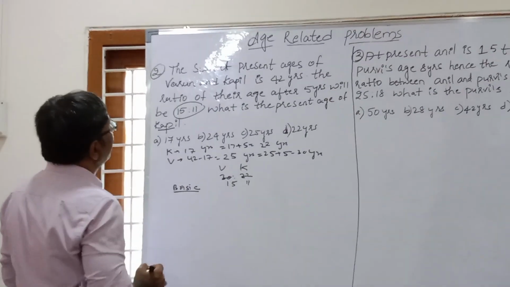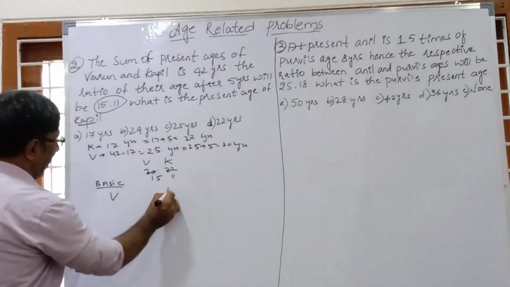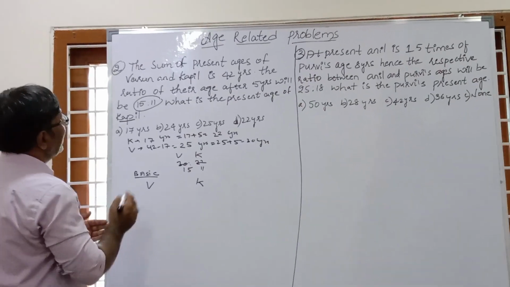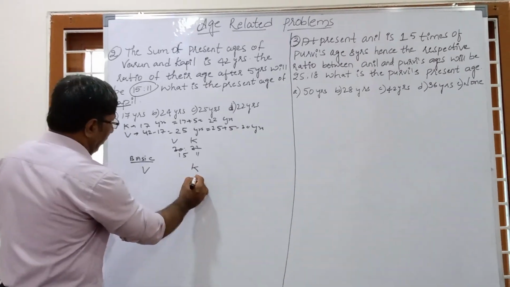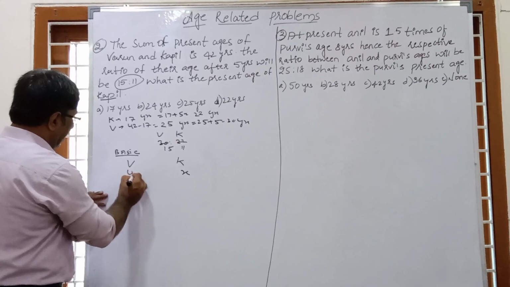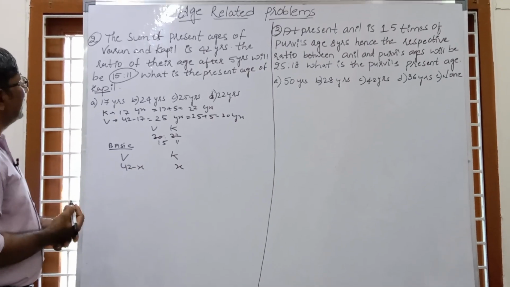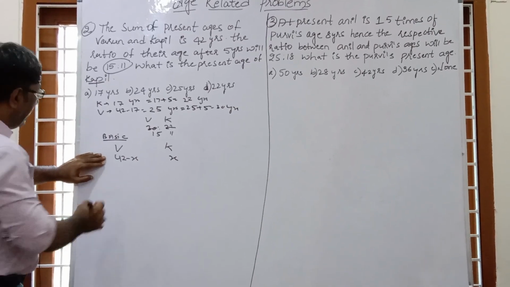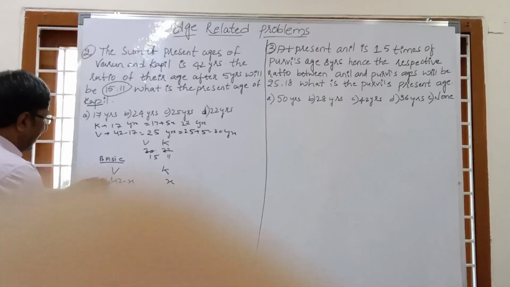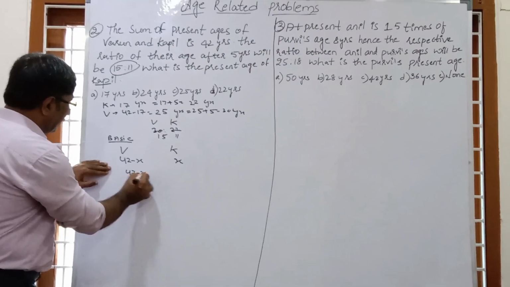Now if we go for this question by the basic method, see here. So what is the basic method? There are two persons, Varun and Kapil. We have to find the present age of Kapil. Suppose Kapil's age is x. Then Varun's age will be 42 minus x. Now according to the question, the ratio of the ages after 5 years. So after 5 years Varun's age will be 42 minus x plus 5, that is 47 minus x.